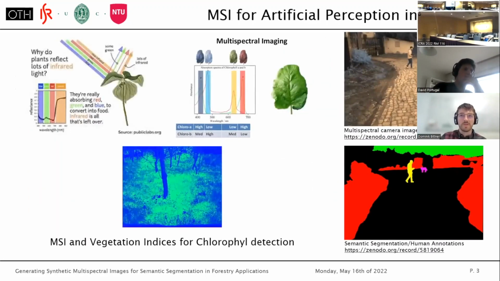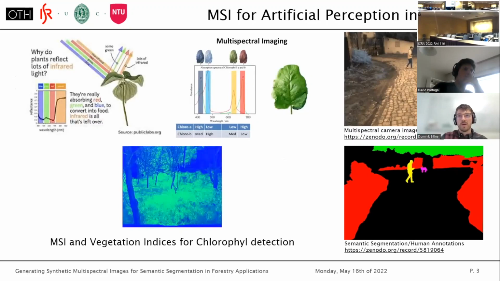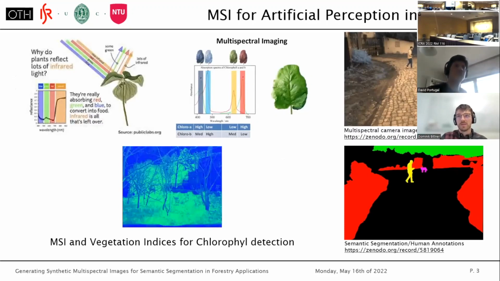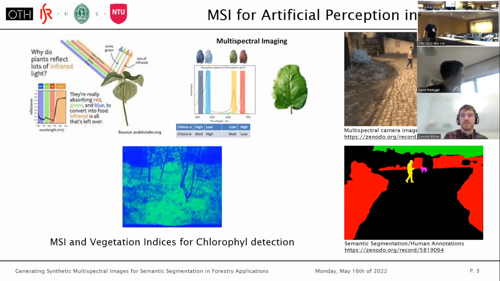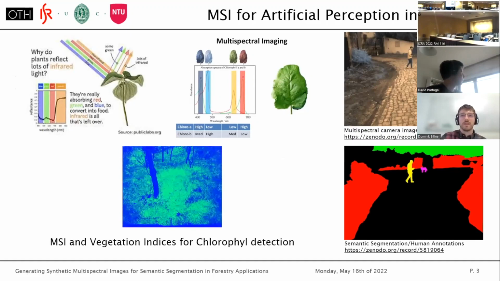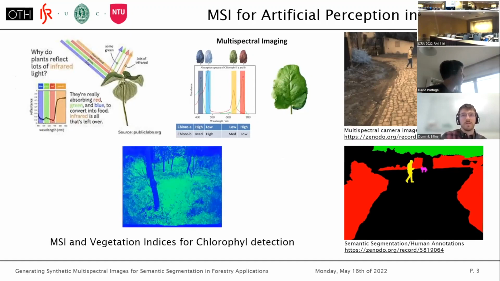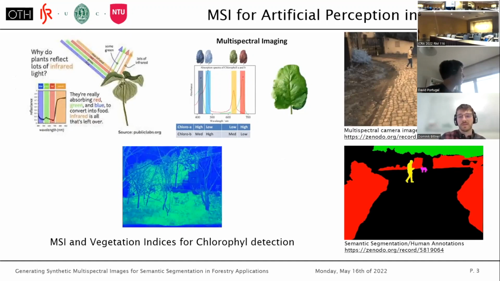Multispectral images, which are coming from the camera mounted on the Ranger, are expected to improve perceptual capabilities when compared to RGB imaging because of specialized filters, in that case the near-infrared channels, which detect chlorophyll and can therefore enhance the plant detection. For example, by using vegetation indices or deep learning methods for semantic segmentation.